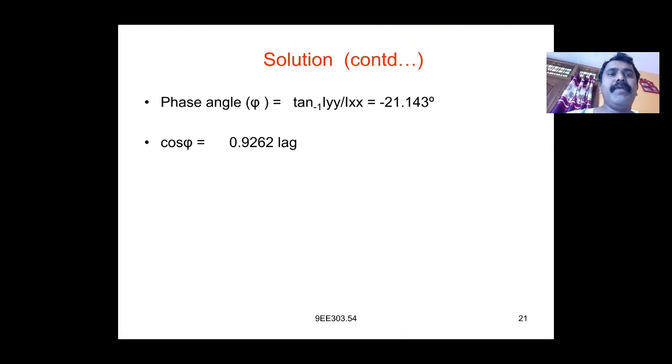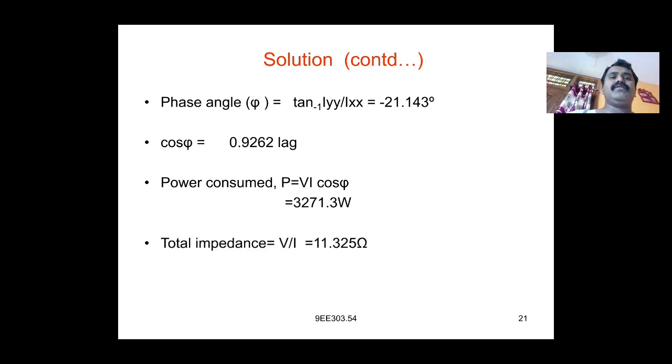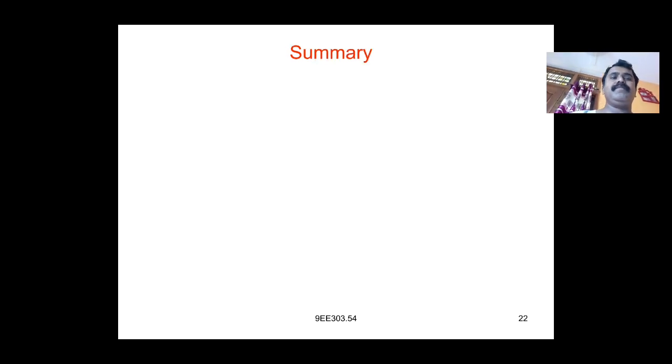So phase angle phi is equal to tan inverse of Iyy by Ixx, which is equal to minus 21.143, and cos phi is equal to 0.9262 lagging. So power consumed, we know P is equal to VI cos phi, which is 3271.3 watts. So total impedance is equal to V by I, that is 11.325 ohms.